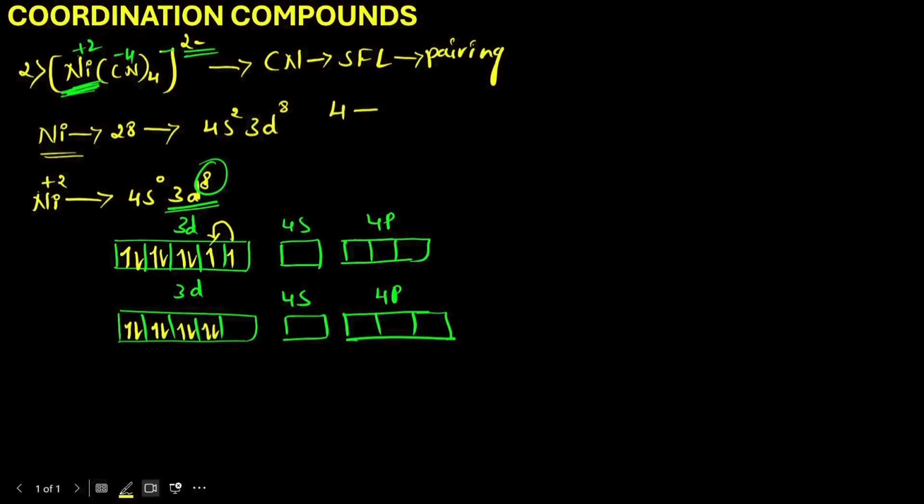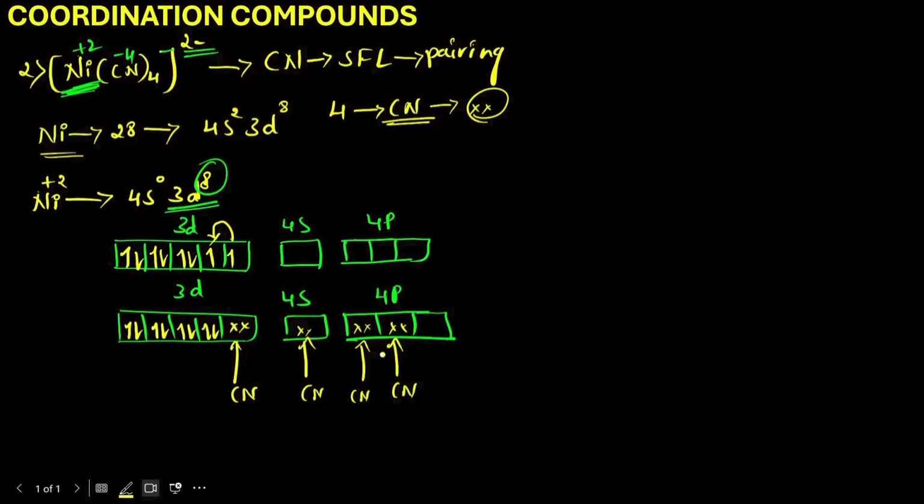Okay, we have 4 CN ligands. Each CN minus ligand gives 2 electrons to the central metal atom, right? So what happens? Here CN, CN, CN and CN. Okay, CN ligand. So here 2 electrons, here 2 electrons, here 2 electrons and here 2 electrons.